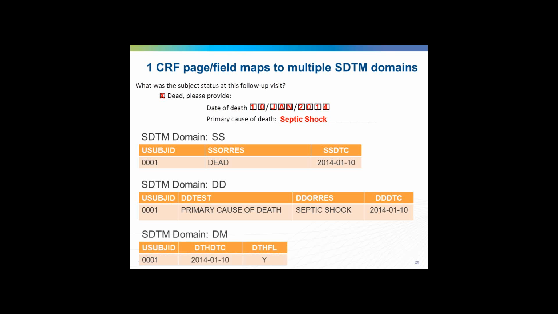In the new version of SDTM, you have the DM domain. You also collect the date of death there as well. So you put the date of death in the DM domain, and you have a flag to indicate that the patient has died. So you can see that even in this page, for one field or one question, you can have multiple SDTM domains in there.